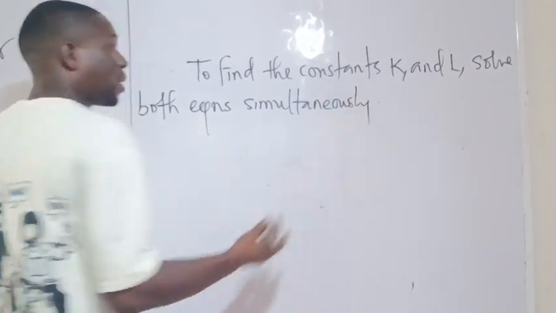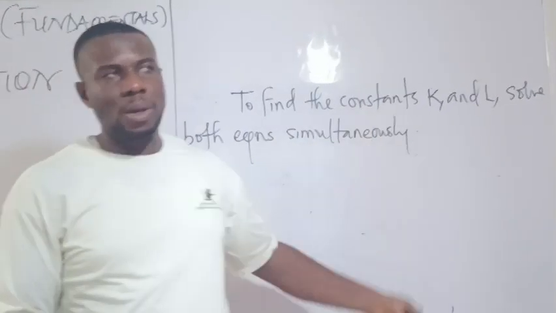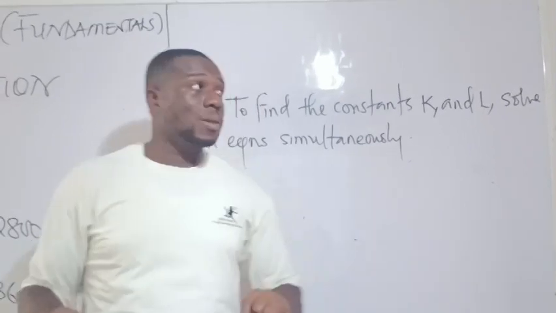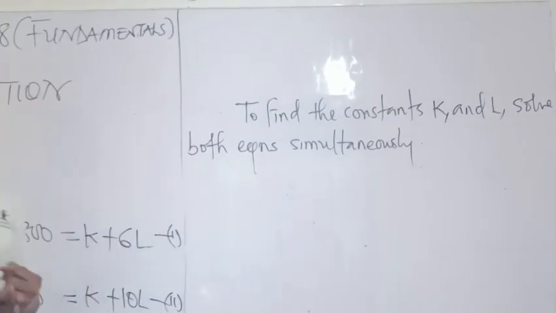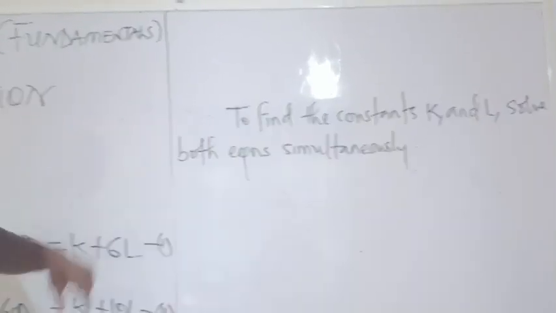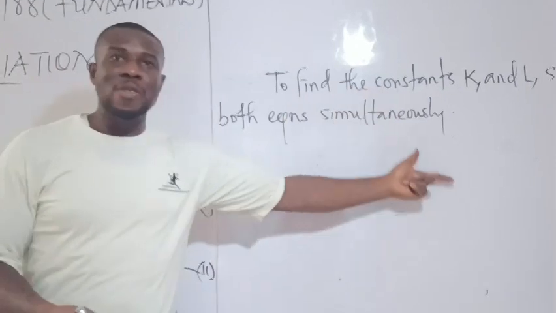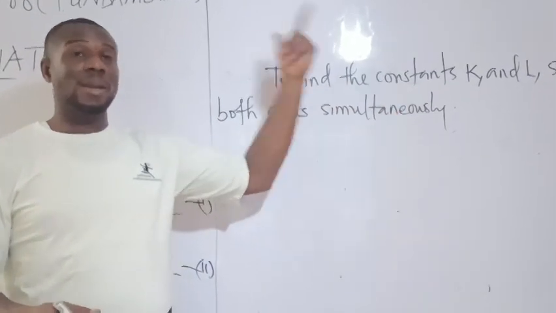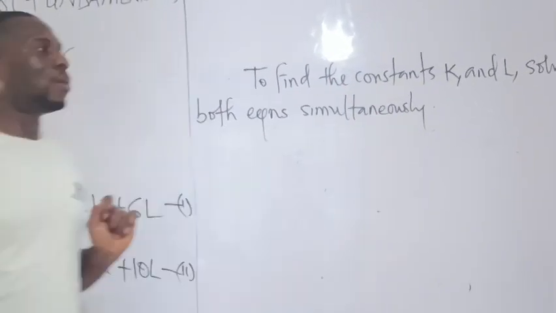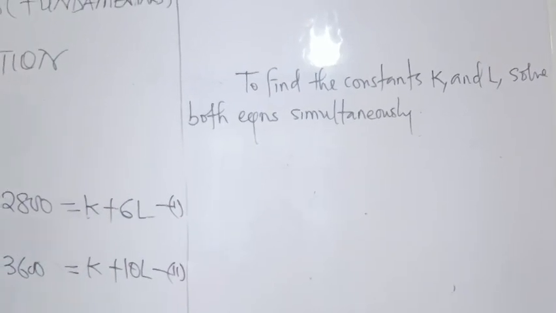And of course there are two methods, right? Basically, it could go beyond two methods, okay? But there are basically two methods for solving the equations simultaneously. The first is the elimination method. So you are free to eliminate either K or L, then later replace the value of K or L to get the other value.